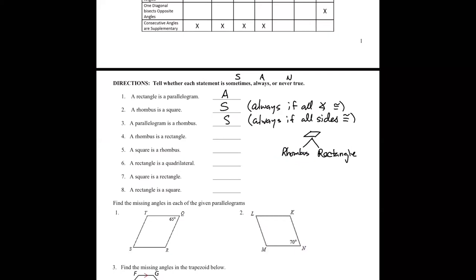So this is the never. The only thing that they have in common is that they're parallelograms. You'd have to really change the structure of things in order to make that rhombus into a rectangle. A square is a rhombus, that's always true. If I say this is a rhombus, but you're looking at a square, I'm not wrong, I'm just not being as specific as I can be.